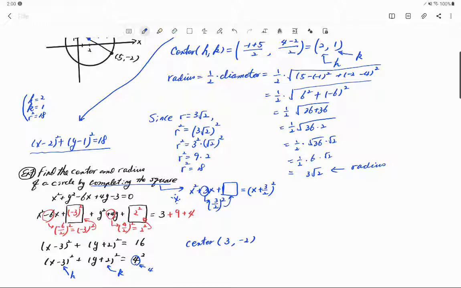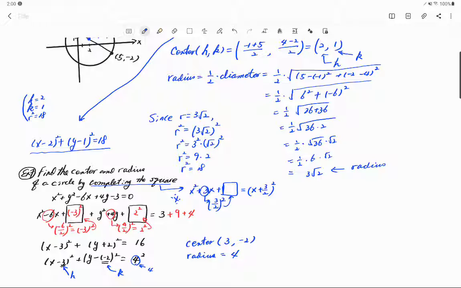Let me make a little change to this one. We want to make it y minus, right? So plus 2 will be minus negative 2, right? So negative 2 is the k value and 3 is the h value. Can you see it? So the center is 3 and negative 2. How about the radius? The radius is 4, right? 4, r squared.